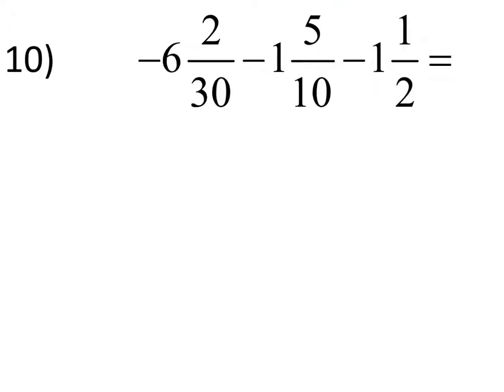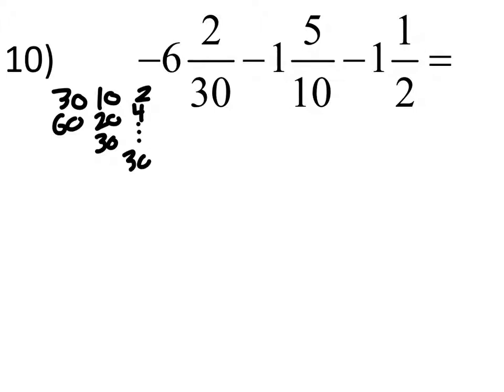So number 10, let's figure out what denominator we want first. So 30, we may not need to go further than 60 on this, or we shouldn't. We got the 10, which would be 10, 20, 30. So there's the 30 thing. 2, 4, 6, 8, 10, 12, bam, we get 30. Sorry, that was a lot to list right there. So we know we have a common denominator of 30.